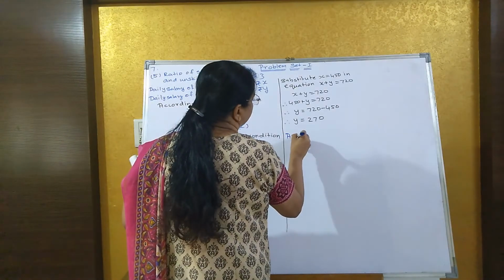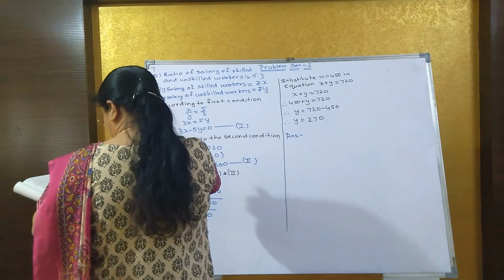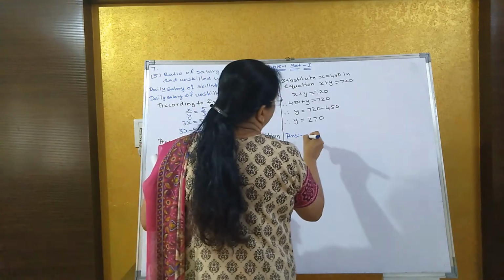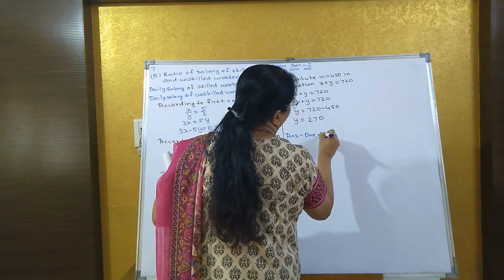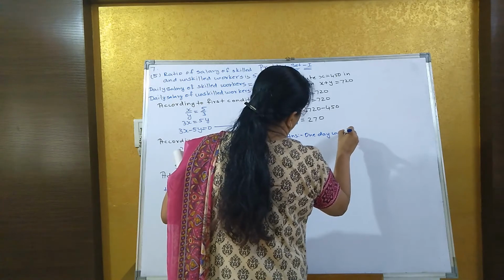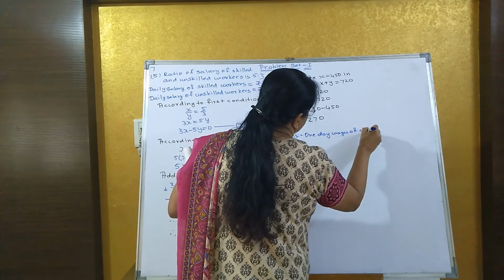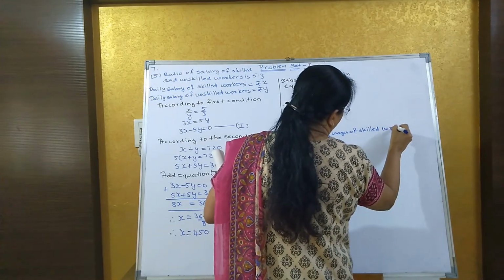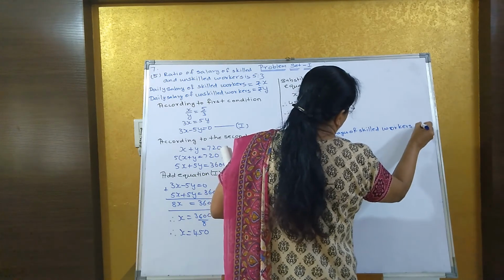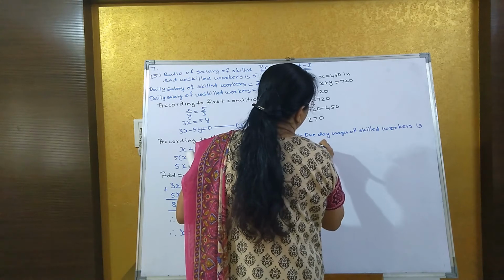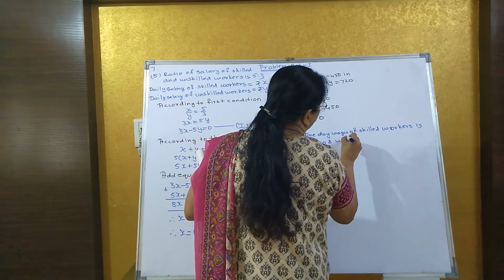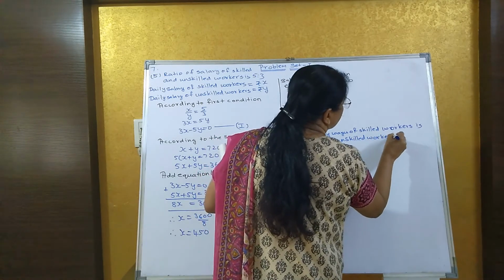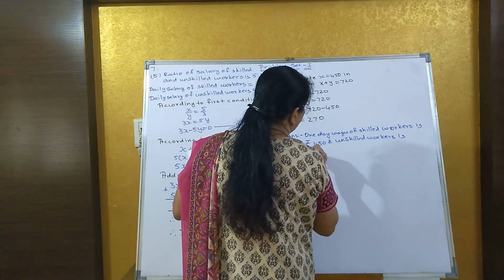Therefore, what is your answer? Daily wages, one day wage of skilled workers is rupees 450 and unskilled workers is rupees 270.